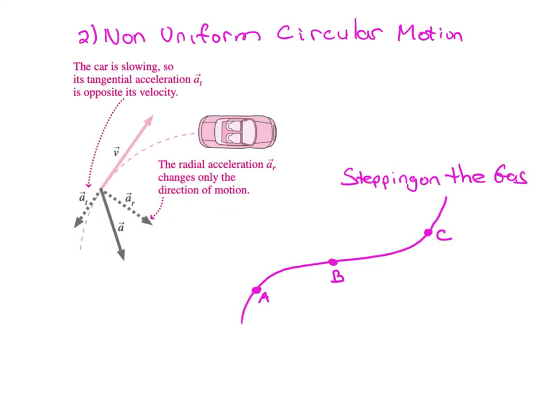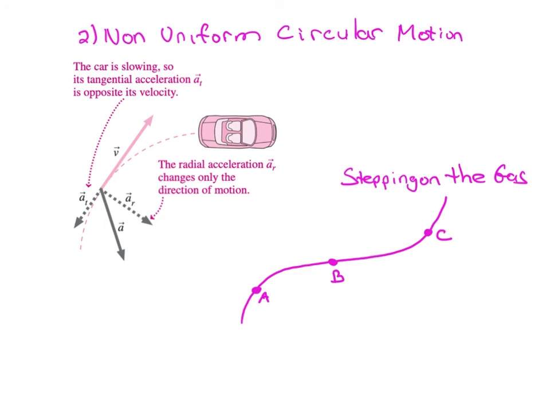To make this a little more concrete, let's consider a specific example, which we'll call stepping on the gas. Imagine you've got some sort of curved roadway that follows this contour here. And imagine that as you're traveling along the curved pathway, you're not braking, you're stepping on the gas. So your speed is increasing. And the question is, what can you say about the direction of the acceleration that you're undergoing at each of these three points, A, B, and C?